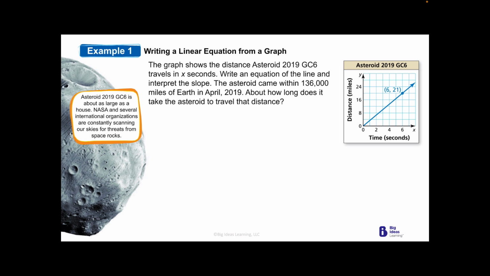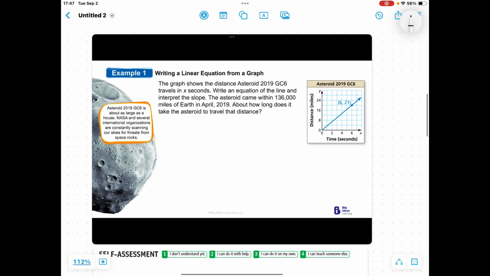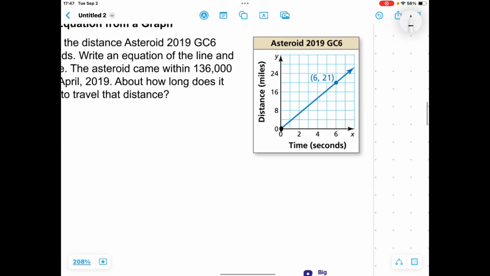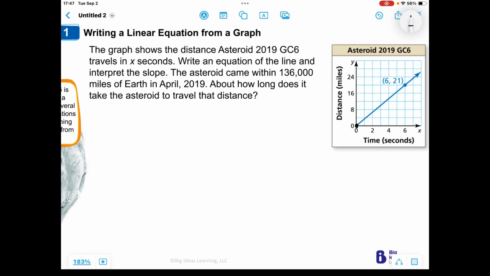So looking at this graph, the very first thing that I would probably do is recognize that this line not only goes through the point (6, 21), which we're told, but it also goes through that origin point of (0, 0). So, I can't write on this. All right, that's a little bit better, so that way I can write on this as well. But looking at this, I would recognize that we also have this point (0, 0) along with that point (6, 21). So whenever it says write an equation of the line and interpret the slope, first of all, I need to deal with a line that has the slope.